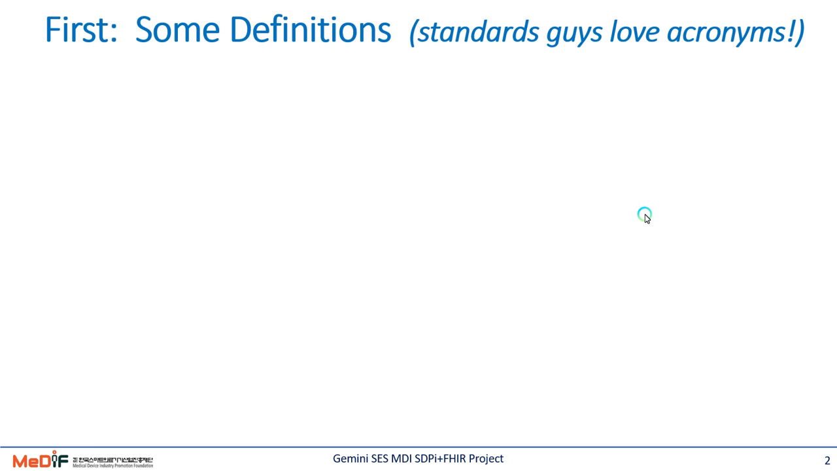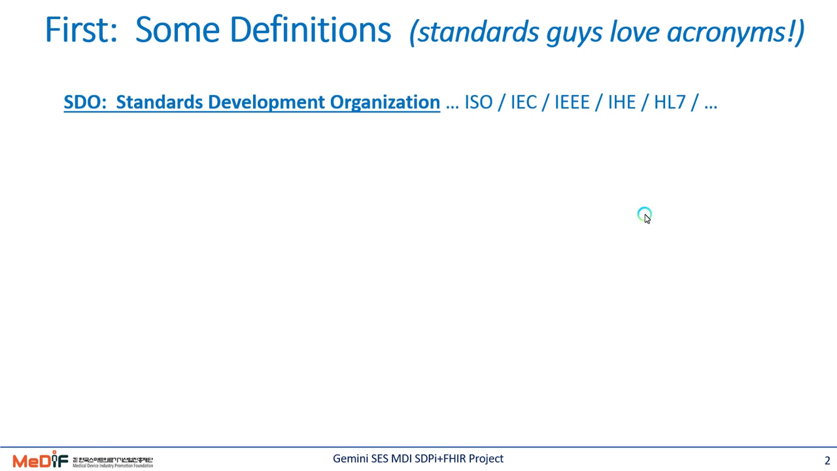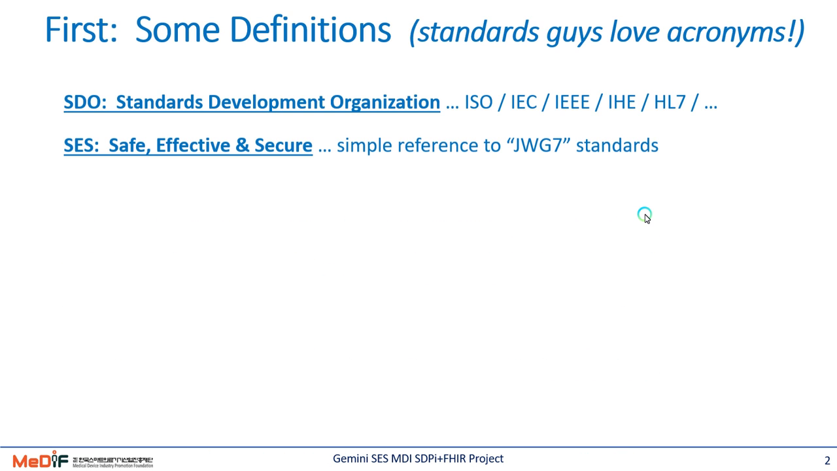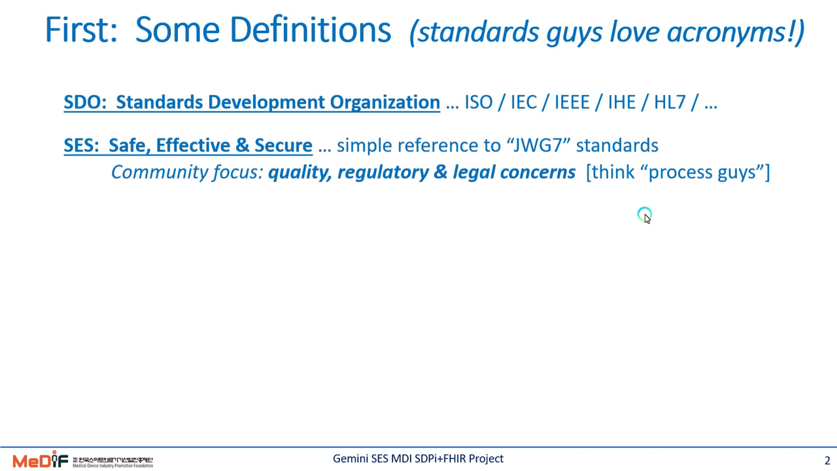Join me. But first, some definitions. Standards guys love acronyms and definitions. One is SDO. You already heard me use this, a standards development organization. And you saw the logos from various of these, and I trust you've seen them used many, many times. Also, SES, which stands for Safe, Effective, and Secure. I use this as a simple reference to Joint Working Group 7 standards. We'll talk about that later on. But I also use it to kind of describe the community of interest that creates those standards.